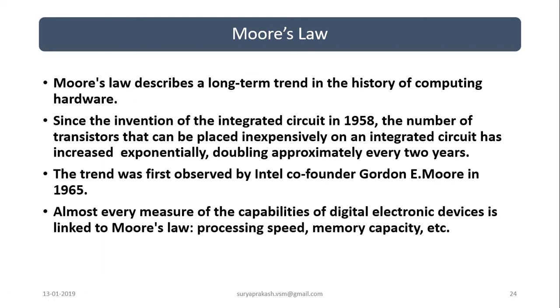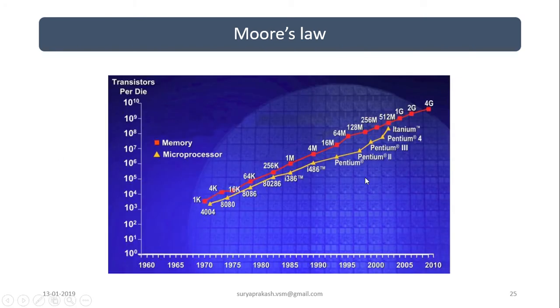This is a pictorial representation from the year 1960 to 2010, showing the transistors per die we are able to accommodate. Starting from about 1000, we now have giga units of transistors, around 4 billion, that we can accommodate in a single processor.